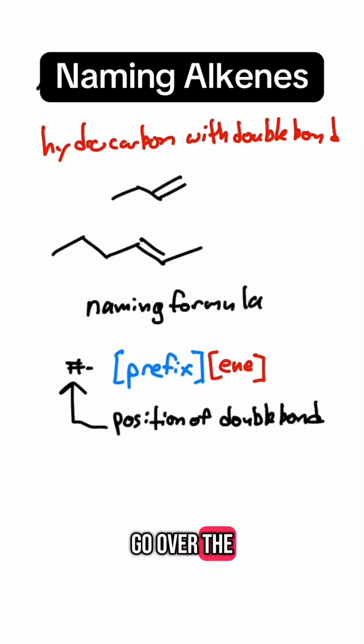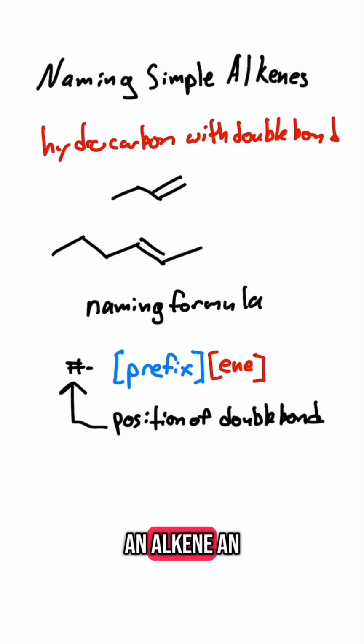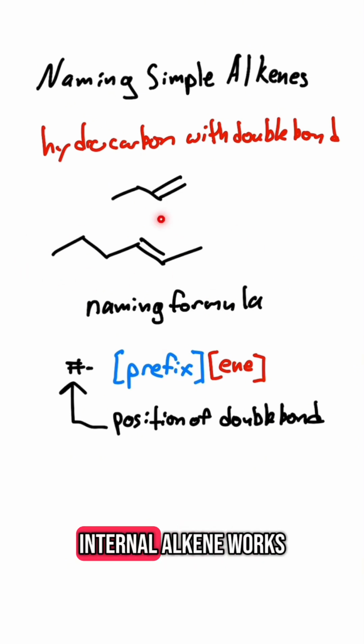Okay, so let's go over the rules for naming simple alkenes. Like I said, these are simple alkenes. We're just going to go over the base rules to get you acclimated, and then we'll go into some more complicated examples later. So what is an alkene? An alkene is a hydrocarbon that has a double bond in it, and it can look like this, where we have the terminal alkene on the end, or it can have an internal alkene where it's in the middle of the chain.